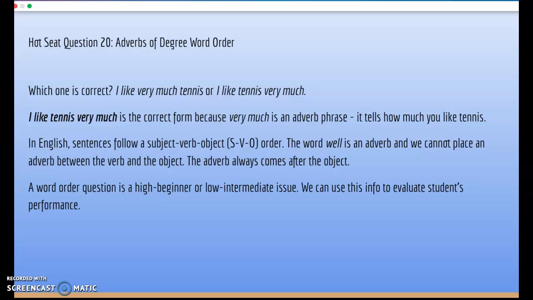In English, sentences follow a subject, verb, object order. The word well is an adverb and we cannot place an adverb between the verb and the object. The adverb always comes after the object. A word order question is a high beginner or low intermediate issue. We can use this info to evaluate students' performance.